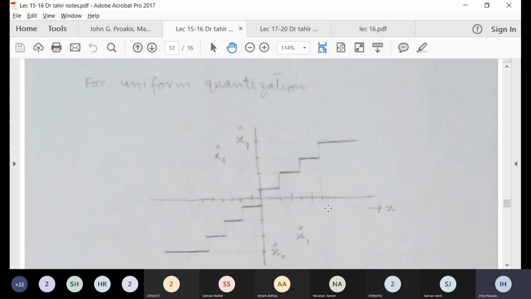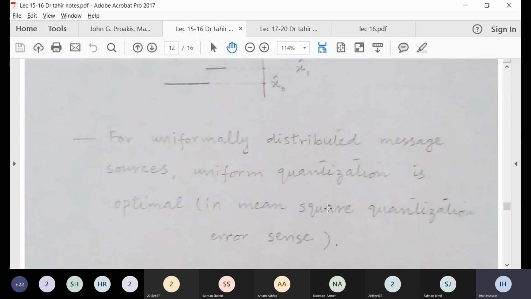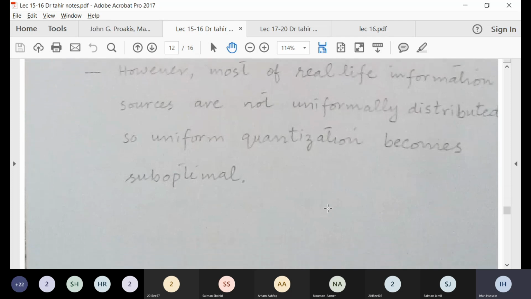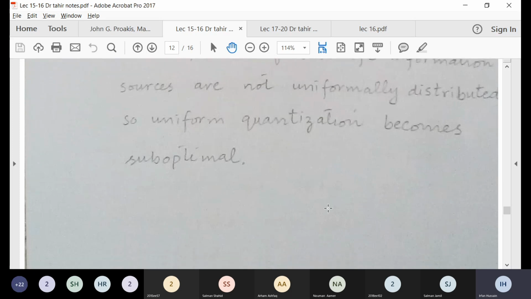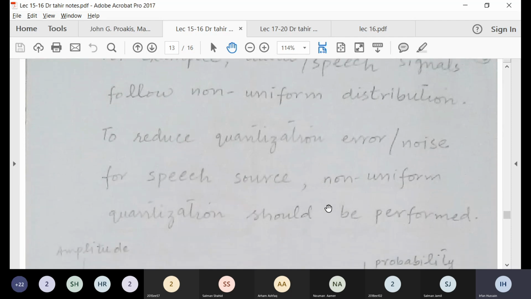And again, this was uniform, where all the intervals are equal. For uniformly distributed signals, uniform quantization is optimal because the signal could be anywhere. But if it is not uniform, then uniform quantization becomes suboptimal. For example, we just saw it for speech signals.